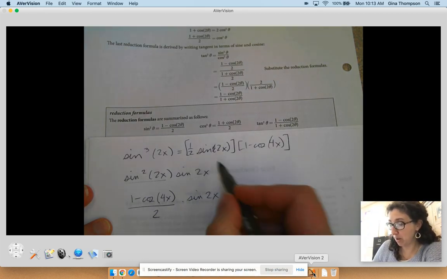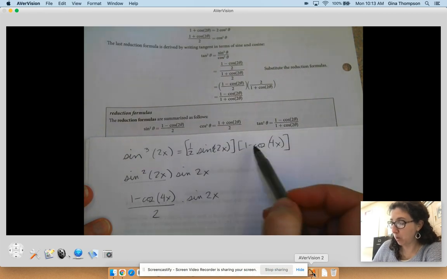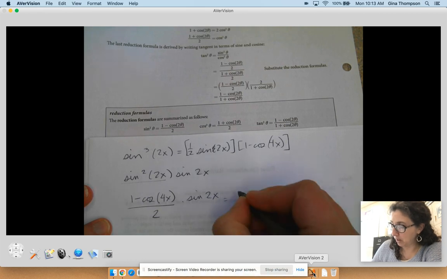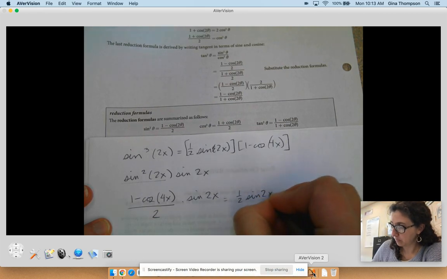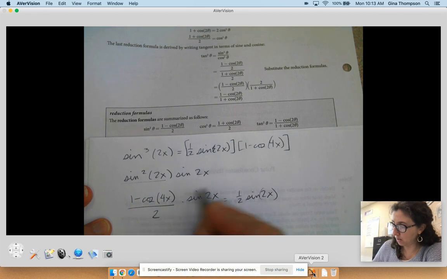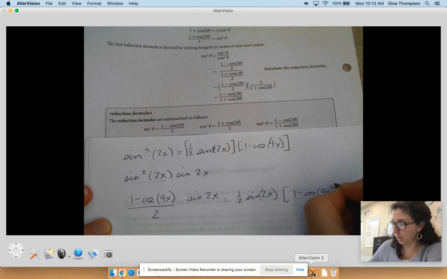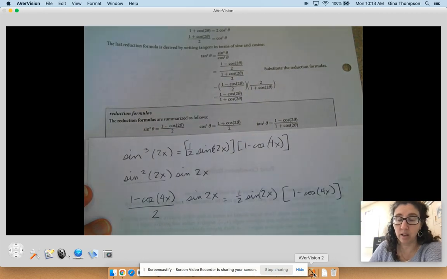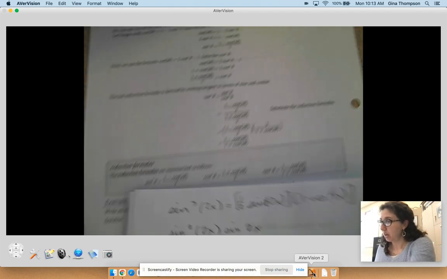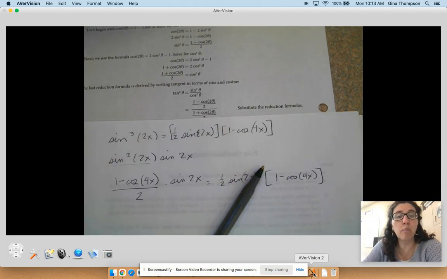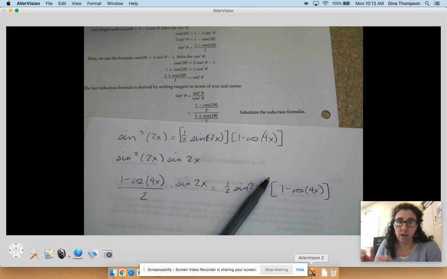Now let's take a look at where we want to go. We're pretty much there. We can just rearrange this a little bit: 1/2 times sine of 2x times 1 minus cosine of 4x. And we did it. Wasn't too bad, right? A lot of these verifying ones, don't get overwhelmed by them. A lot of times they're just a few steps. That was the last example I wanted to do for those. So those are our power reducing formulas. We're trading an exponent for a double angle.